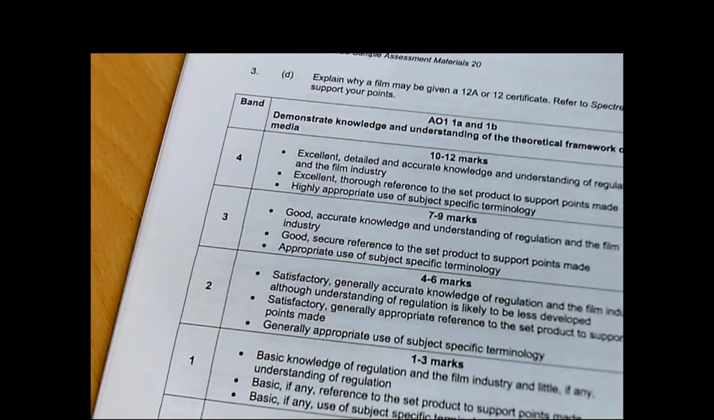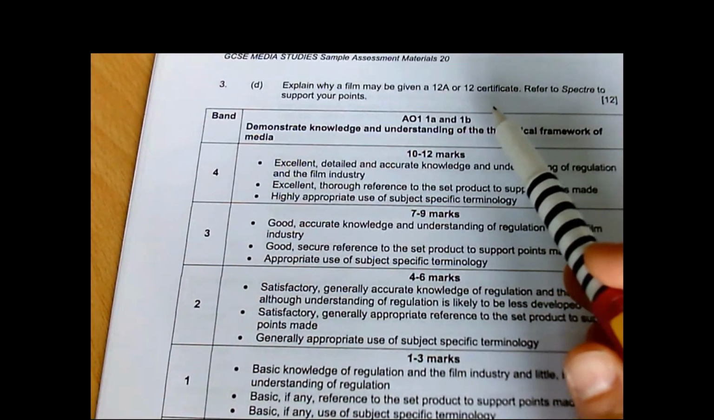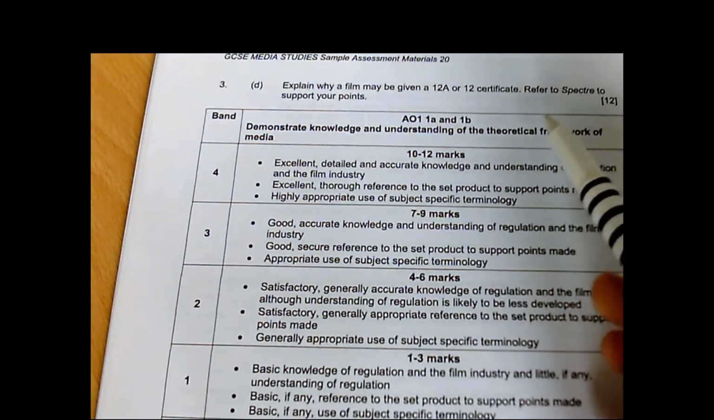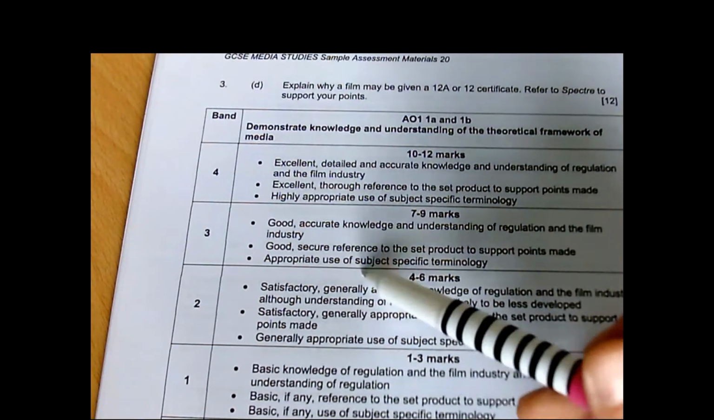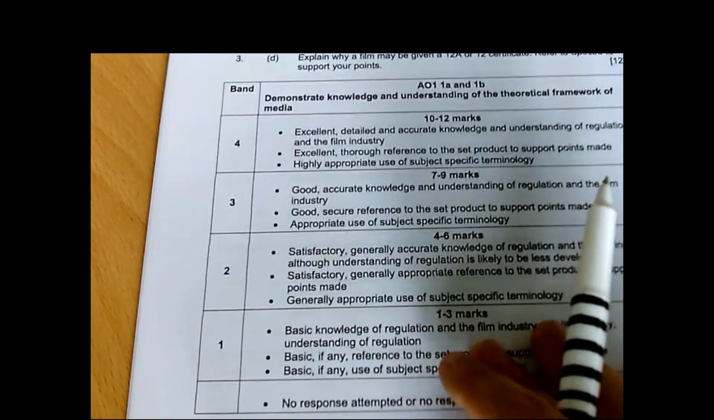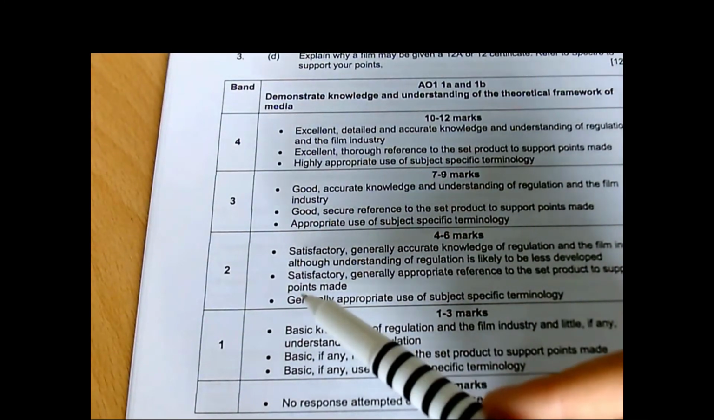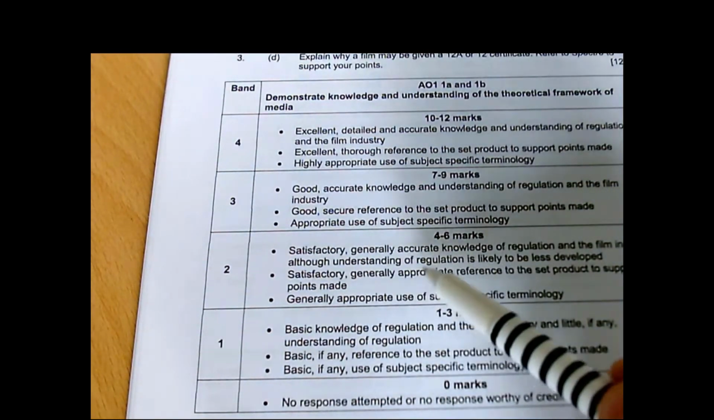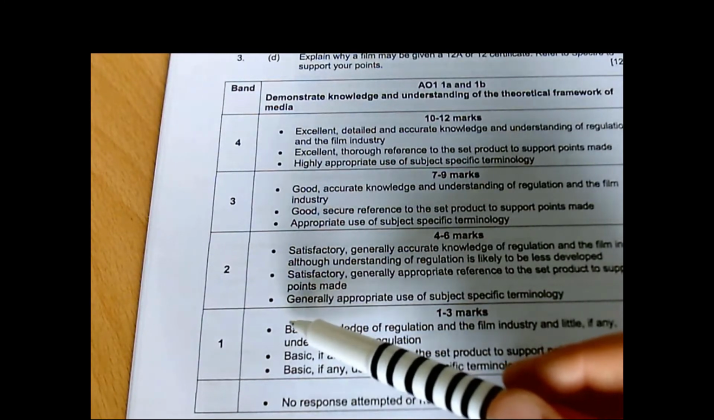Okay, 3D. Why a film is given 12A or 12, and we're referring to Spectre here. Your marks are split up into groups of 3s, so you've got band 1, 2, 3, 4. It's very similar to what we've looked at already. Basic knowledge means basic marks. Satisfactory knowledge, satisfactory marks.